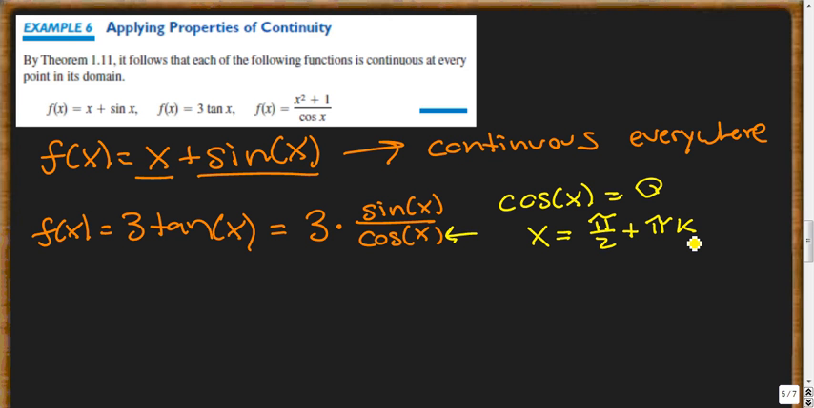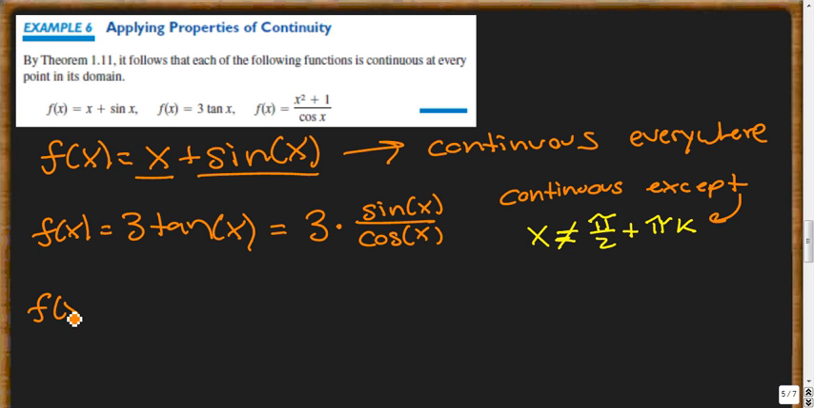So any number of pi, so half rotations away from pi over 2, would kill our domain. And so we would say something like this. So x can't equal those, right? Because that would make our denominator 0. But we're continuous everywhere else because sine is continuous and 3 is continuous, and we're all good there. So it's continuous except x can't be these things. So we're continuous everywhere except those.